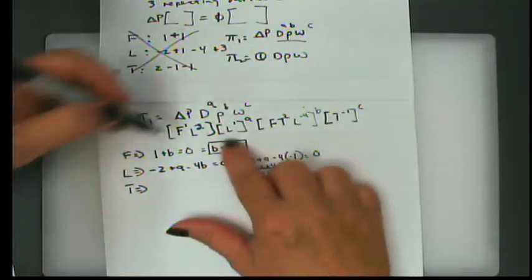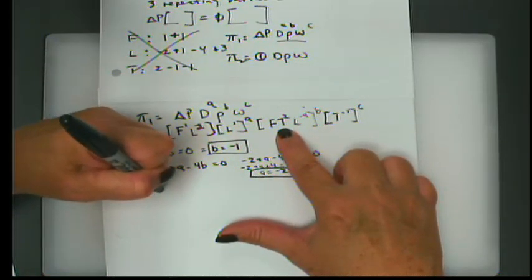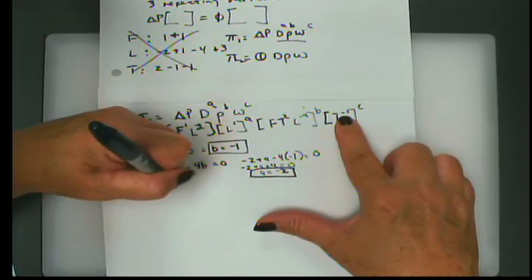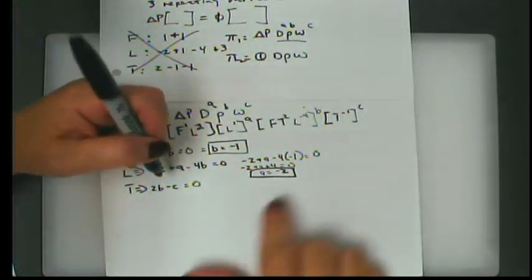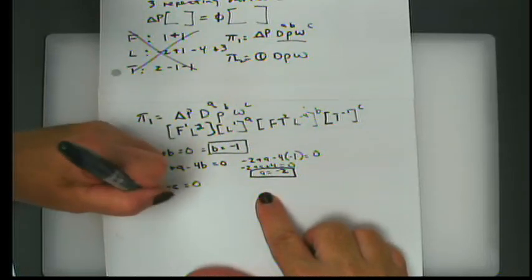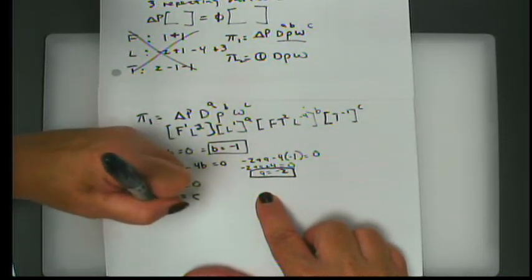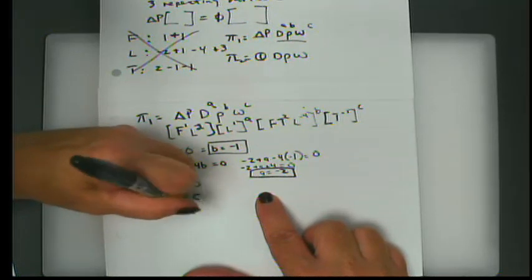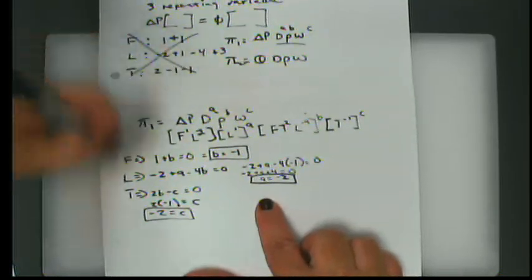And then for time, I have 2b minus c, and those have to equal 0 as well. And so I know what b is, 2 times negative 1 minus c equals 0, or equals c, negative 2 equals c.